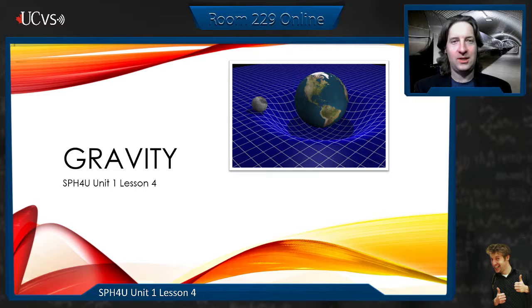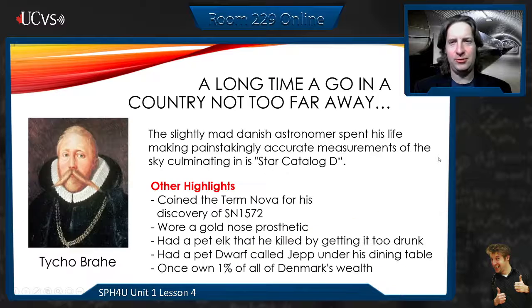So we're going to start our story in Denmark. Okay, with an interesting character. There's a guy called Tycho Brahe. He's a Danish astronomer, and this is in the 17th century. So quite a long time ago, and this guy was a bit different.